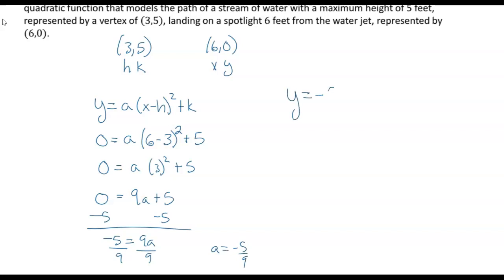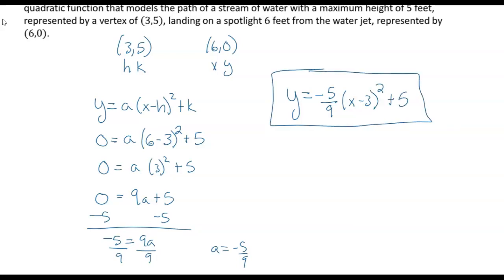So we have y equals negative 5/9 times x minus 3 squared plus 5. In your final form, you have x and y because you're just writing an equation, but you filled in your a, your h, and your k.